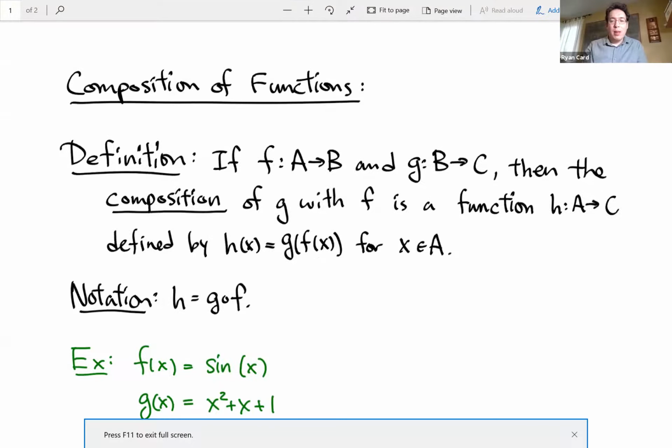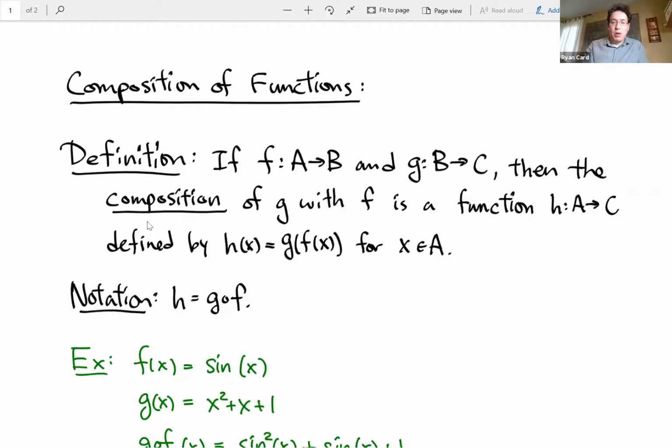Okay, so what does it mean to compose a function? Composition is a way to build a new function from two functions. If we have a function from A to B, and then another function from B to C, the important thing here is not the names of the range and domains, but that the range of the inner function has to match the domain of the outer function.